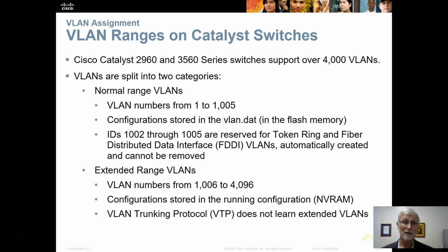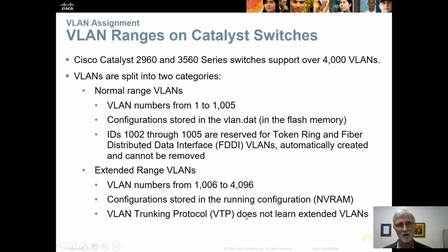Now, extended VLAN range goes from 1,006 to 4096. Those configurations are stored in the running configuration. So notice the different location. VLANs 1 to 1,005 are stored in the VLAN.dat file. Anything above that gets stored in non-volatile RAM. And also the VLAN Trunking Protocol, VTP, does not learn about extended VLANs.